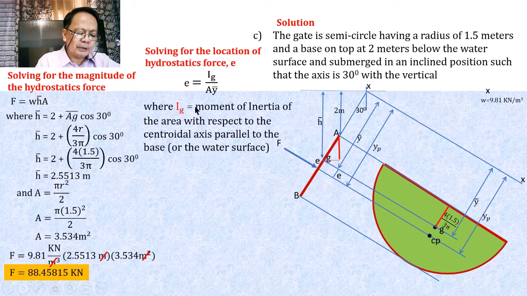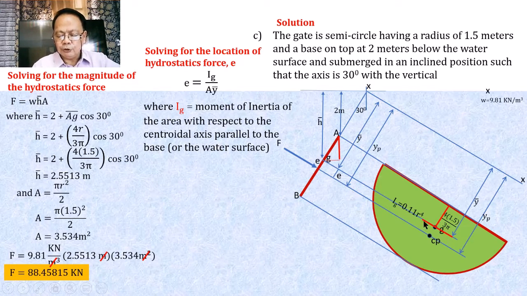Now, what is our I sub G? Our I sub G here is the moment of inertia of the area with respect to the centroidal axis that is parallel to the base or to the water surface. Not with the water surface, but with the centroid that is only parallel. This is the part here, parallel to this one. And the value of the moment of inertia from the table that we have is equal to 0.11 r to the fourth. So our I sub G is 0.11 times r to the fourth, where our r will be 1.5. What about our A?